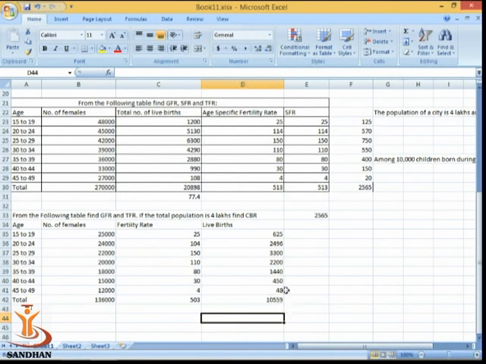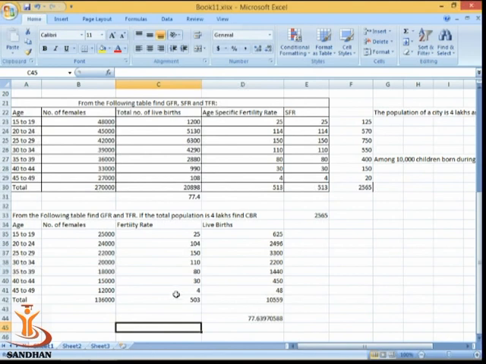So what will be my GFR? Total number of live births, that is 10559, I am just selecting the cell. Divided by total number of female of childbearing age group. I am having the total female, that is itself childbearing age group 15 to 49 itself. So selecting this cell, multiplied by 1000. Then SFR is already given.